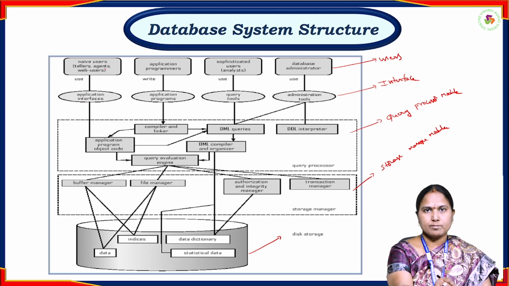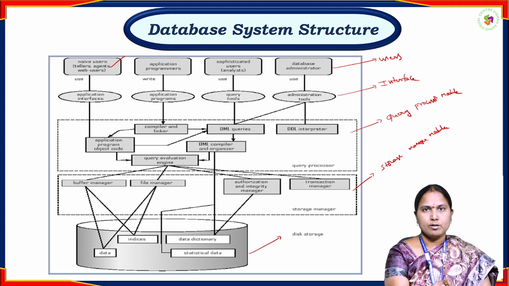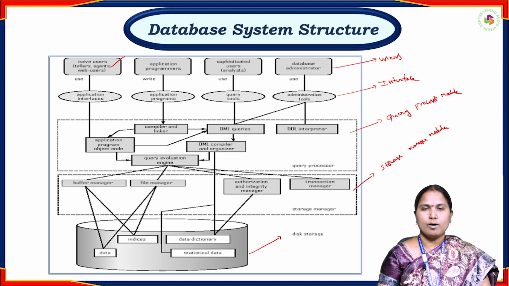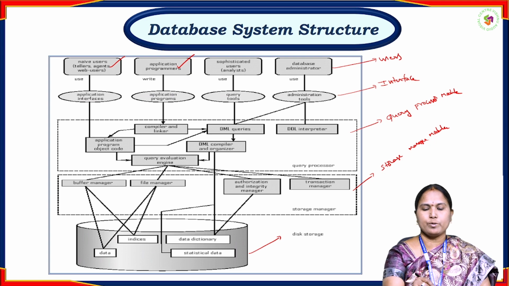The naive user is a person who doesn't know the technical details. He can interact with the database by using an application interface. You can see ATM users, all the ATM users interacting with the ATM machine. The interface is the ATM machine here. By using guidelines, they follow how to insert the card and how to retrieve money from the machine, like that. Coming to the application programmers, these programmers interact with the database by writing application programs.